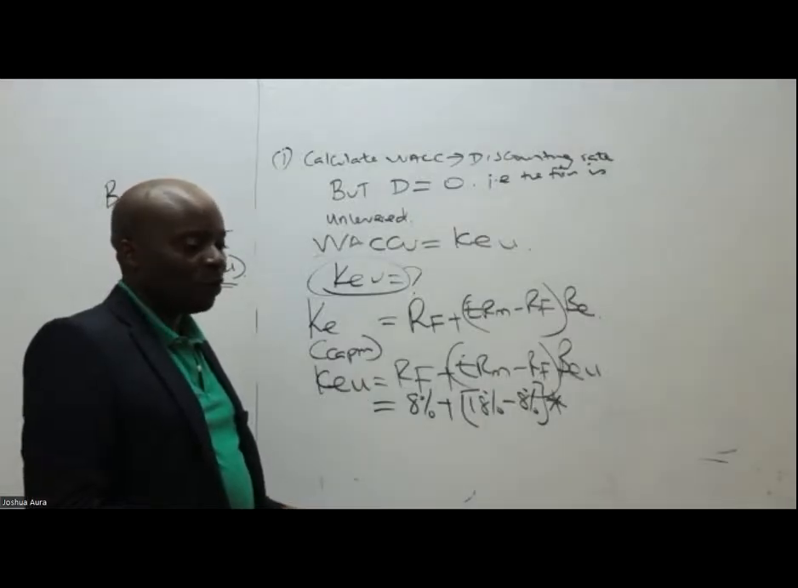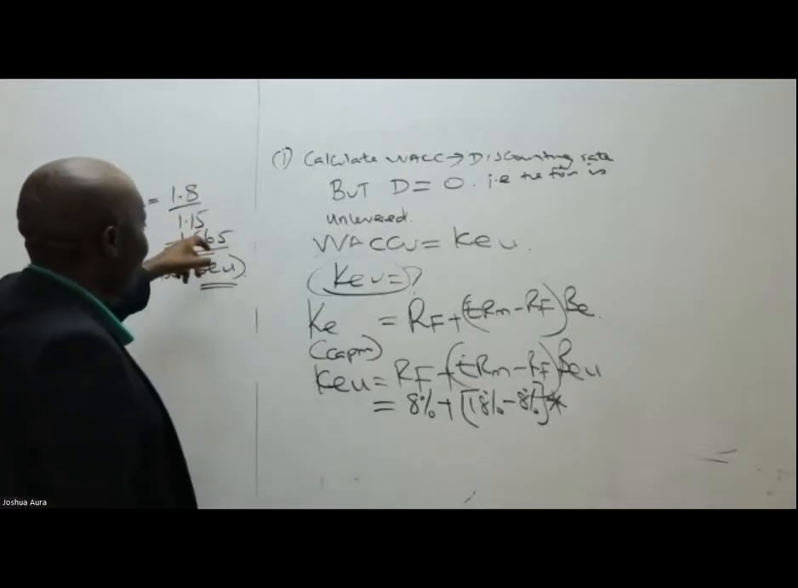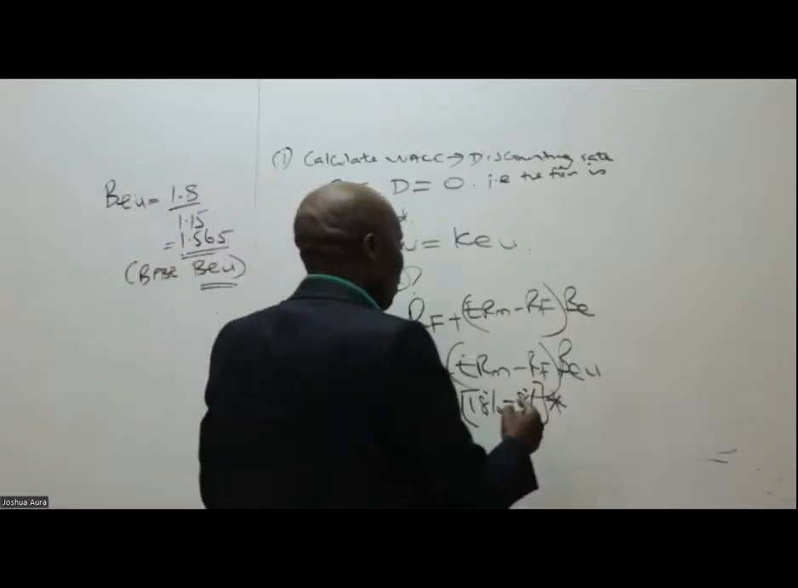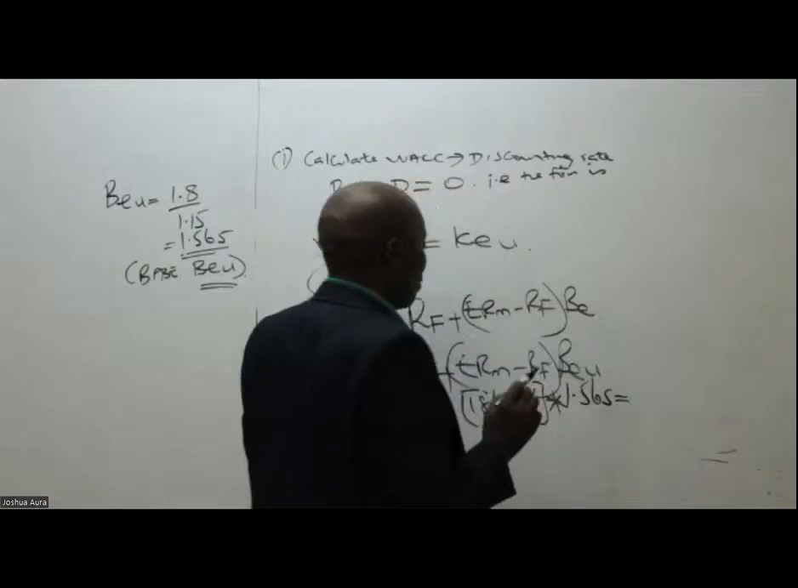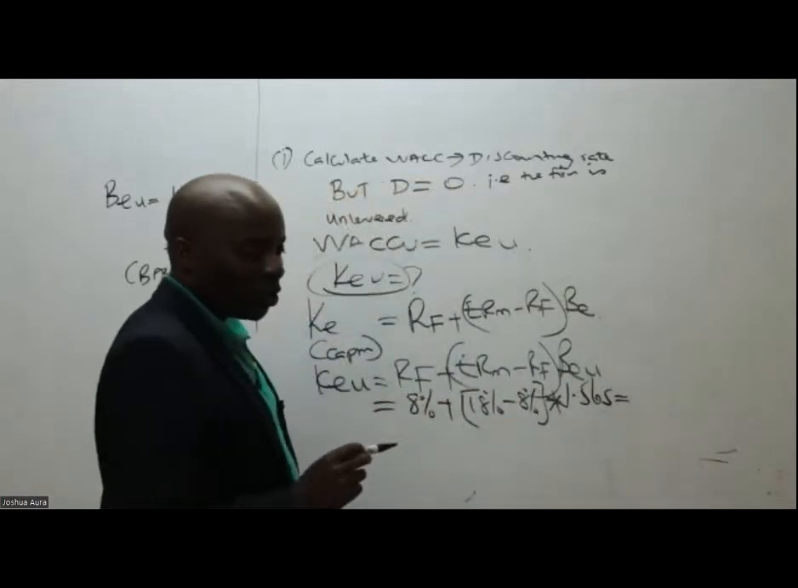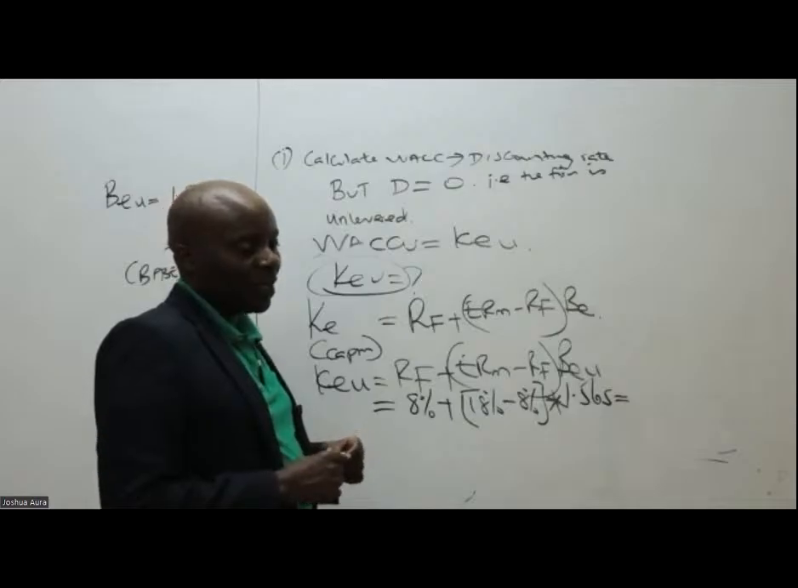Is there somebody who is able to recall that figure? Beta equity of unlevered firm. 1.565, we have it here, because I'd written it like this. Please allow me to use what I wrote here, 1.565. So please go slowly, and then you give me the answer.